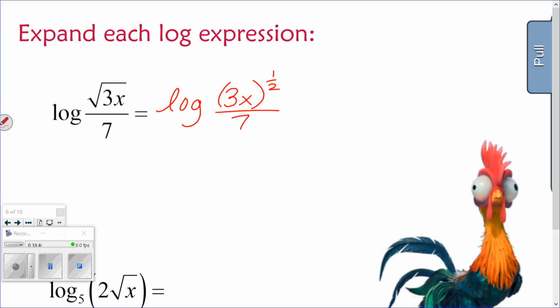Yeah, guys, anytime you see something with a radical and you have to rewrite that, make sure you flip that into 1/2. What if it was a cubed root? It would be 1/3.